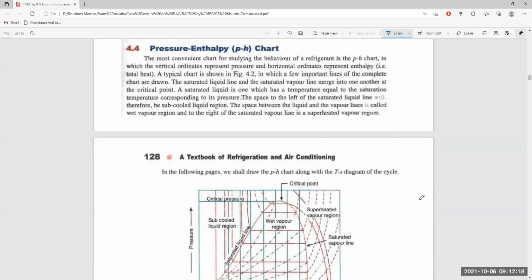Next, let us go to this one, the pressure enthalpy chart. Now, you know that is the pH chart here. The pH chart is pressure enthalpy. And there will be the TS chart. TS chart: temperature, entropy.